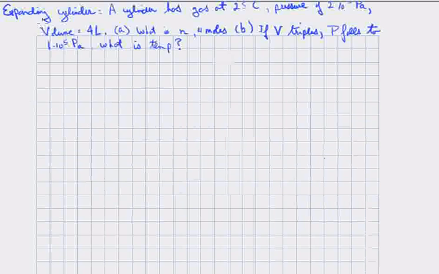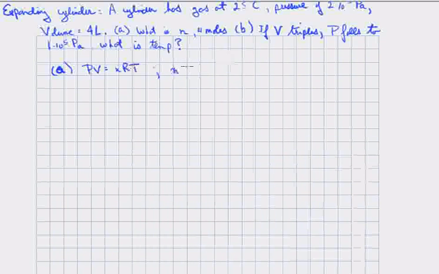Okay, so A, using the ideal gas law, PV is equal to nRT, and solving for N, the number of moles, N is equal to PV over RT, which is 2 times 10 to the 5th Pascal times 5 liters.